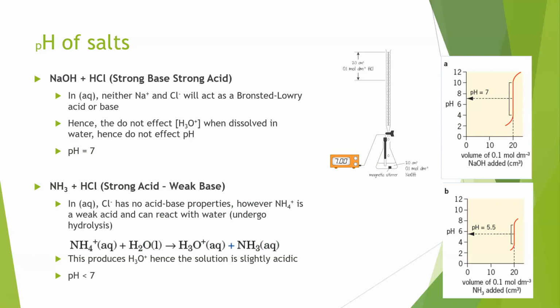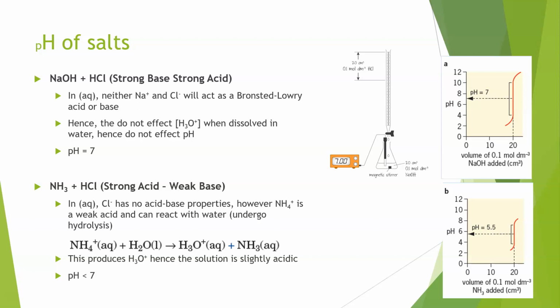So if we look at the pH of salts, with the reaction of sodium hydroxide and HCl, this is a strong base, strong acid. In aqueous solution, neither sodium or chloride will act as Bronsted-Lowry acids or bases, so they do not affect the H3O+ concentration. It is important to note that in this case we are talking Bronsted-Lowry. So when they're dissolved, they don't alter the pH, and the equivalence point will have a pH of 7.